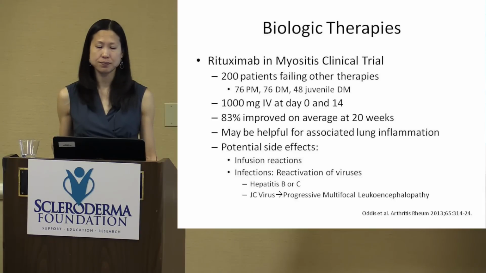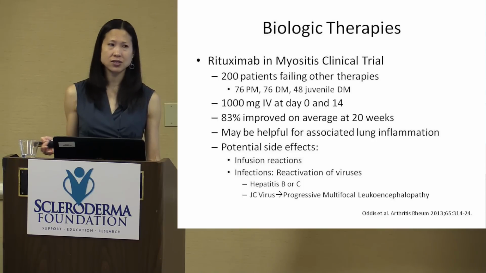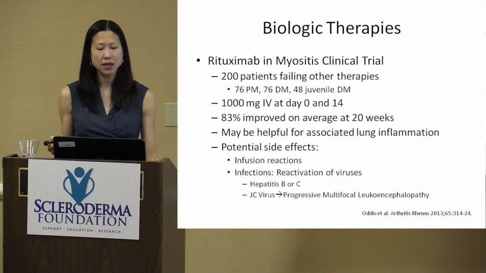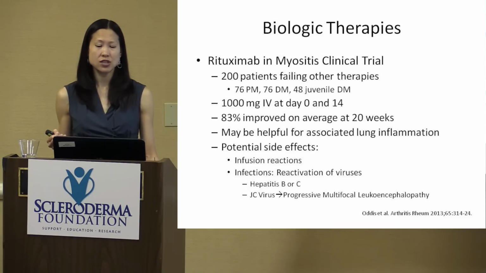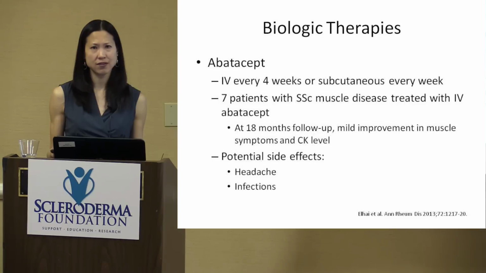after treatment with rituximab. This drug could also be helpful for associated interstitial lung disease, so maybe a choice from the get-go if patients have interstitial lung disease and muscle inflammation. But again, there are potential side effects. Infusion reactions are possible with the rituximab, just like with IVIG, and infectious complications, particularly reactivation of various viruses, hepatitis B, hepatitis C, and the JC virus, which can lead to a very debilitating condition called progressive multifocal leukoencephalopathy. So, definitely rituximab can be very effective for muscle disease and interstitial lung disease, but there are risks for infections and infusion reactions.